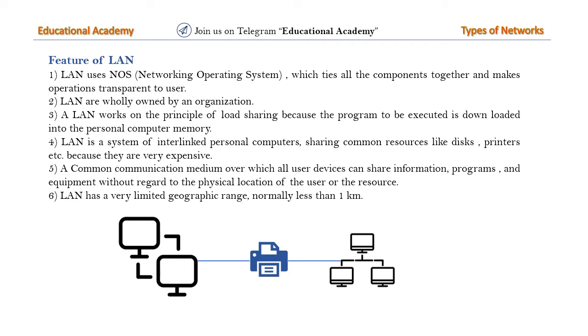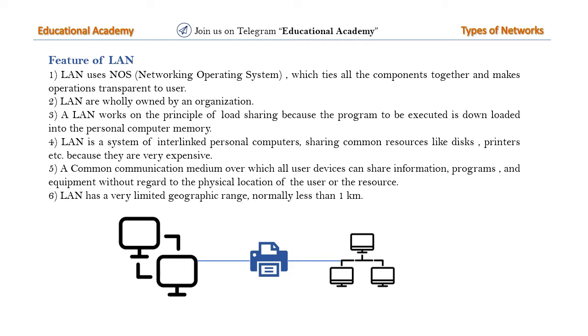Okay, now next is: LAN is a system of interlinked personal computers sharing common resources like disks, printers, etc., because they are very expensive. Okay, now those things we can share by using a local area network, like disks, printers, and other devices which we want to connect with our system. So those types of devices we can connect with multiple systems.